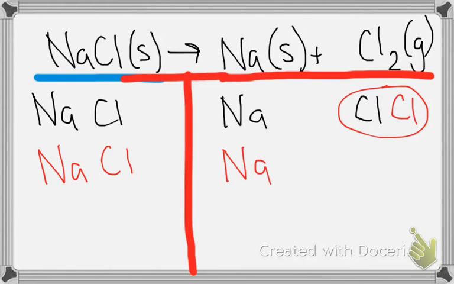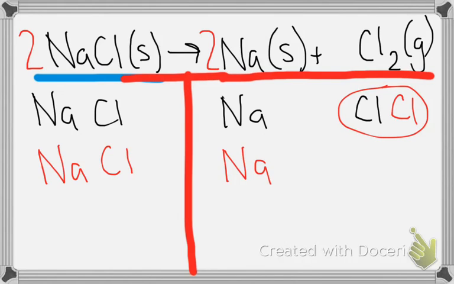The last step is to look at this and make sure that I have the same number of reactants as products. So I have two sodiums on the reactant side, two sodiums on the product side, two chlorines on the reactant side, two chlorines on the product side, and then I will finish by updating the problem with the coefficients that go out front. I have on the reactant side 2 NaCl, so I'm going to put 2 out front, and I have 2 sodiums on the product side, so I'm going to put 2 out front.